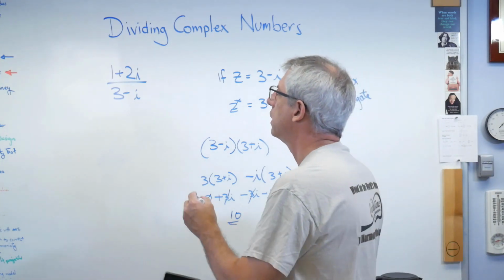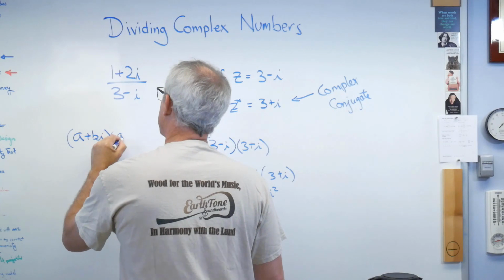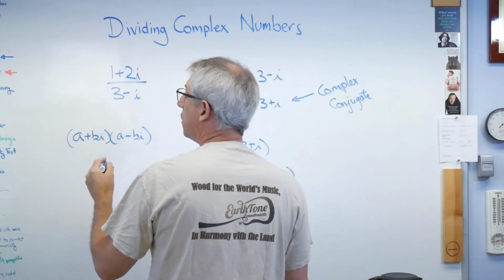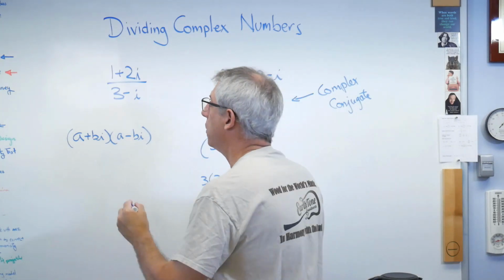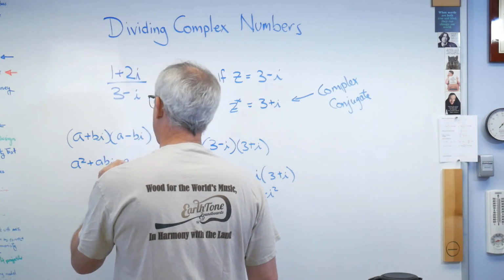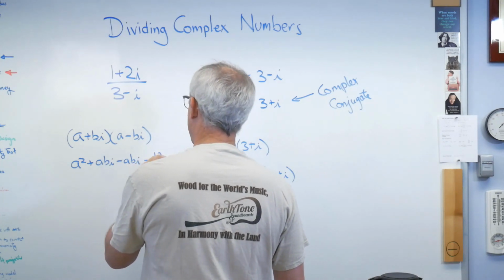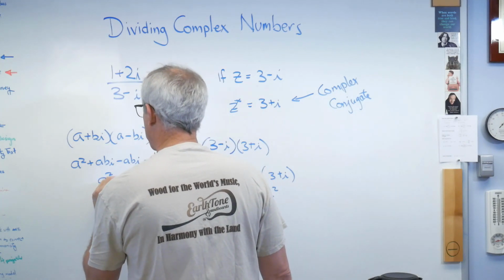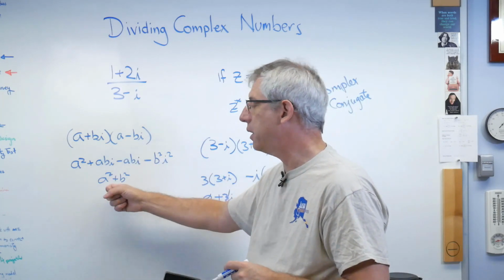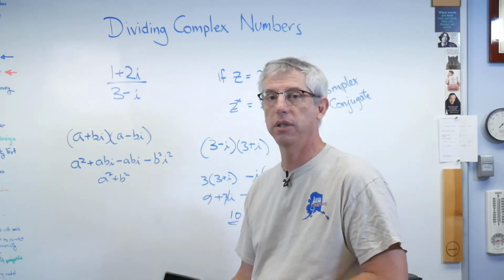Sure it does. Let's try this. Instead of using numbers, let's use letters. a plus bi times a minus bi. Now to speed things up, I'm going to use FOIL: first, outside, inside, last, just like you would use for a polynomial. And I get a squared plus abi minus abi minus b squared i squared. And I get a squared plus b squared. So I start with just any complex number, multiply it by its complex conjugate, and I get a real number. Doesn't matter what a and b are. This is a specific case. This is the general case.